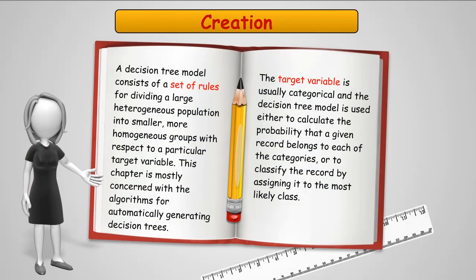So as I said, the decision tree is just a set of rules for diverging a large heterogeneous population into smaller, more homogeneous groups with respect to a particular target variable. The target variable is usually categorical. It can be, and you'll see we have a decision tree where it can be, a regression decision tree can be used as well. But it's usually a categorical variable, a yes-no flag, a 1-0, true, false, that type of thing. And the idea is that a given record belongs to these categories or classifications, classifying each record as this is the most likely class it belongs to.